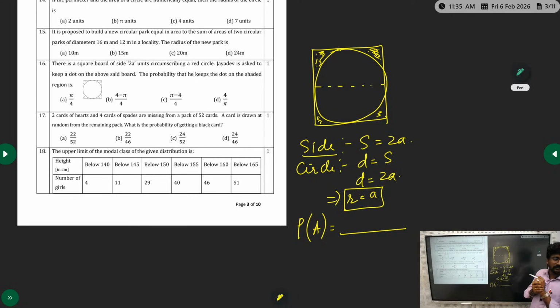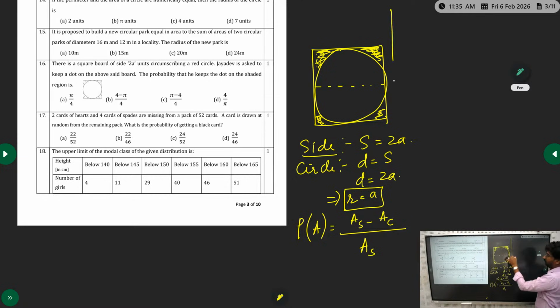On the shaded region. Where is that shaded region? Apart from the circle. So area of square minus area of circle. From this square, if I remove the circle part, what is remaining? Only the shaded region is remaining. The probability is the area of the shaded region, which is the square minus the circle, divided by the area of the square.